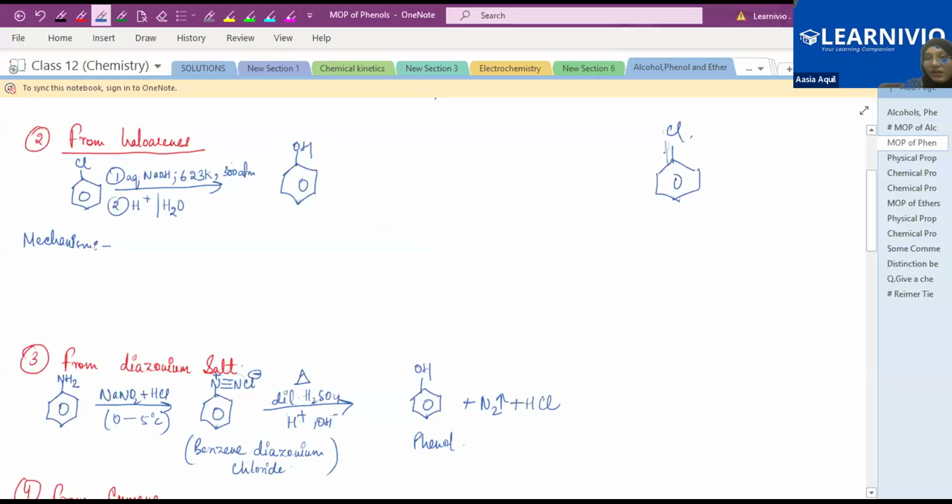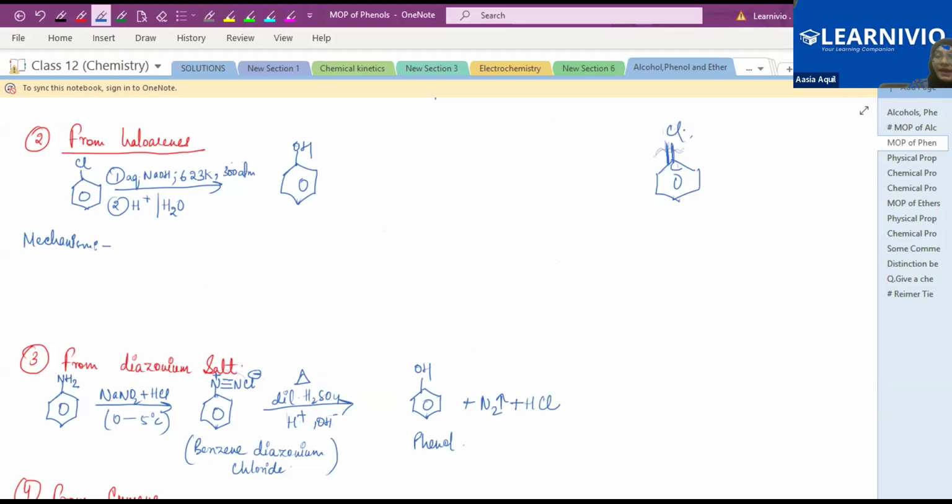Due to the resonance, there will be a partial double bond character between the carbon and the halogen atom, and this is very difficult to break. So haloarenes don't show the nucleophilic substitution reaction at room temperature. But at certain drastic conditions, like high temperature and pressure, the nucleophilic substitution reaction is possible, and that reaction is known as the Dow process. By that process the haloarenes show nucleophilic substitution and give you a phenol.